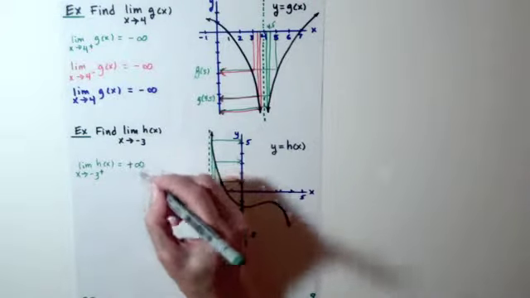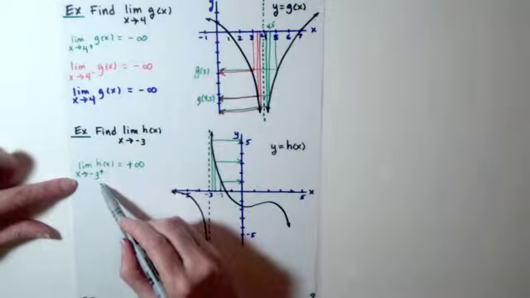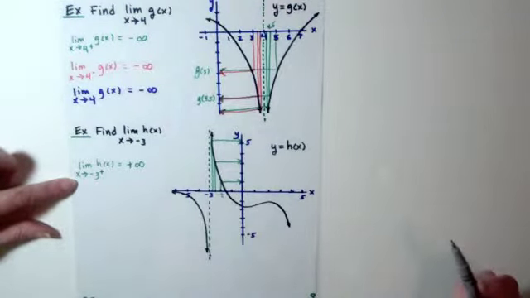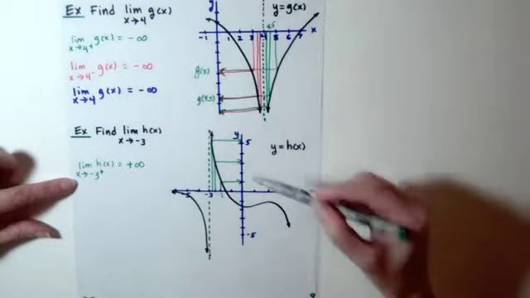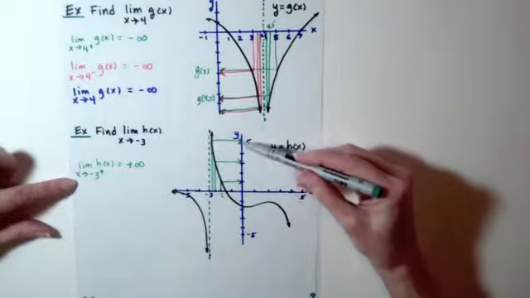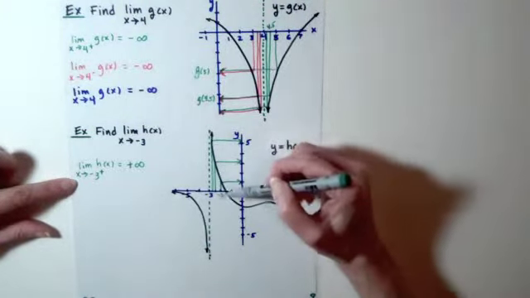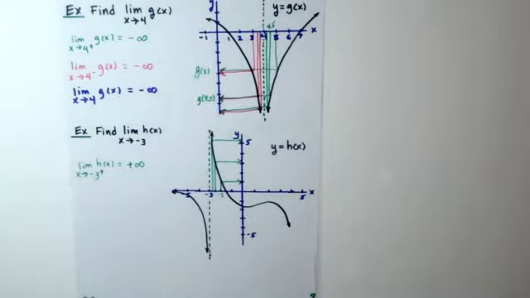And so I could write the following. I could say the limit as x approaches the number -3 from the right-hand side of h of x is equal to positive infinity. Again, that means that the limit does not exist because the y values are not approaching a single number. They are just sort of screaming upwards towards positive infinity the closer I get to -3 from the right-hand side.